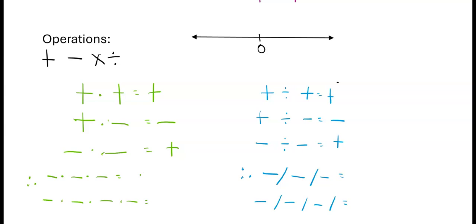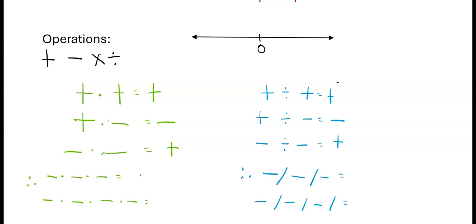In other words, if you multiply a positive times a positive, or divide a positive by a positive, you're going to get a positive. Multiply a positive times a negative, or divide a positive by a negative, either one, you're going to get a negative. Or if you multiply a negative times a negative, or divide a negative by a negative, you're going to get a positive number. The negatives cancel each other out.